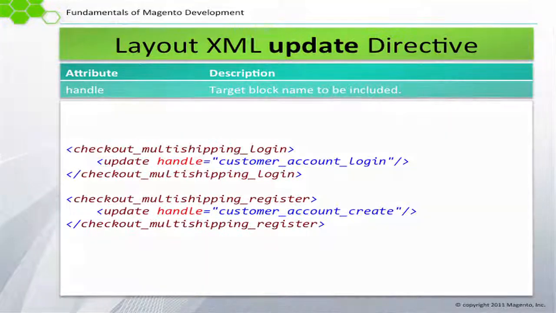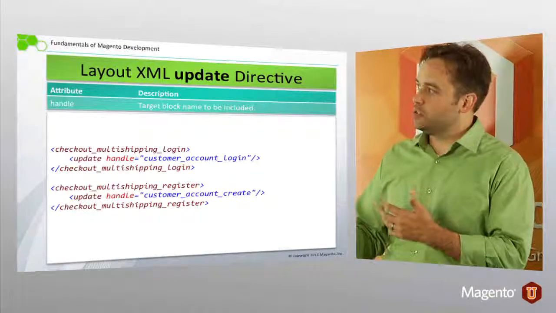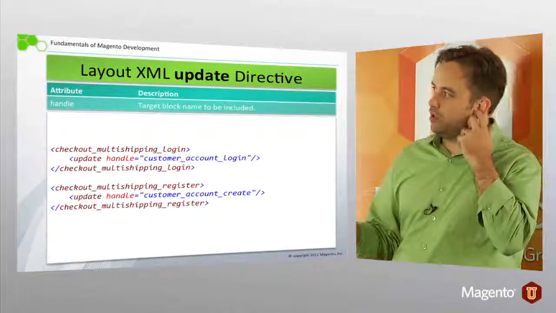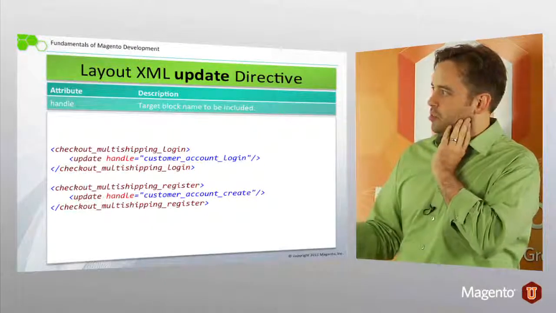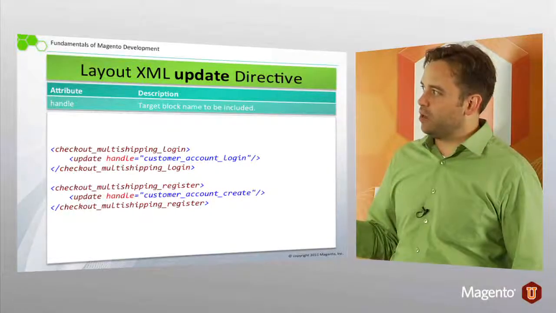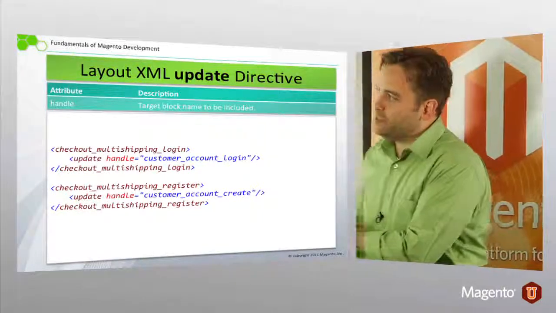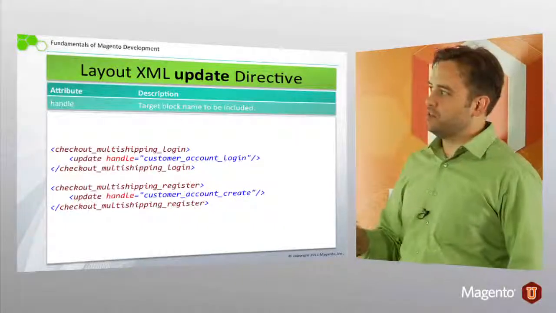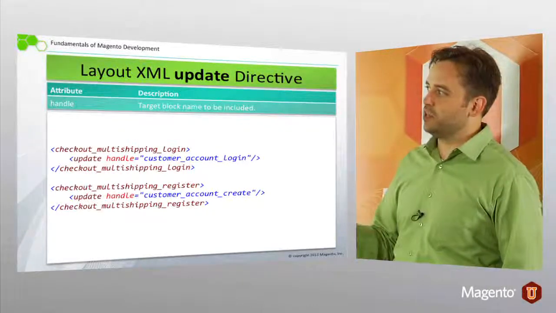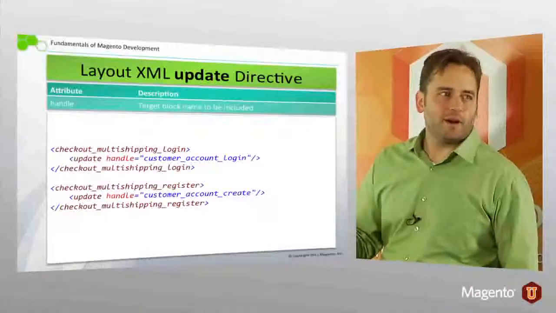Okay, that brings us to the last thing here. Update handle is a similar concept to reference. We're basically referencing another update handle somewhere else. Here we see checkout multi-shipping login, well, update handle customer account login. If I wanted to know what this meant, I would need to find customer account login and look at its instructions. Because what update does is basically say, get me this handle's update, all the information that this handle contains, and add it in here. Why would we want to do that?